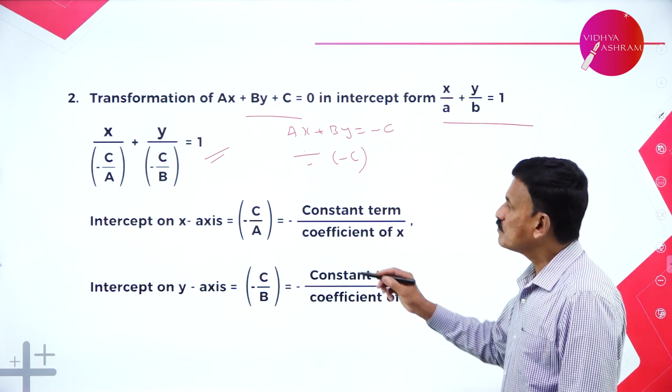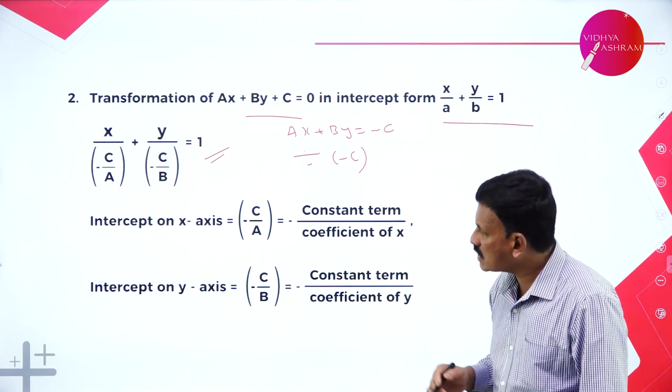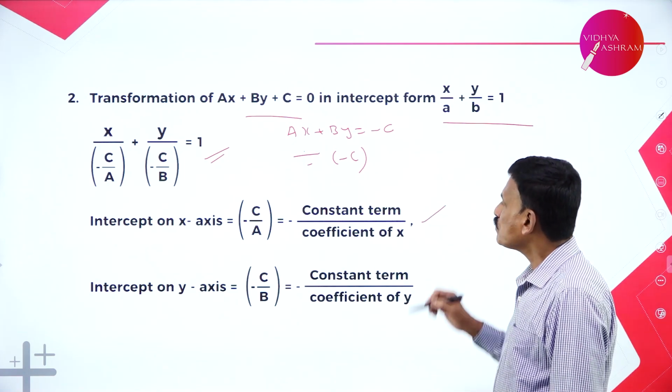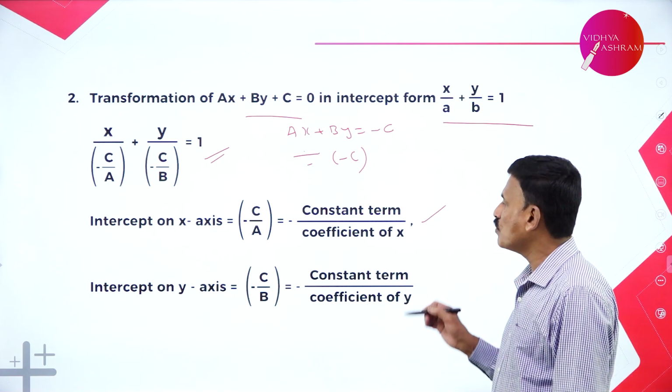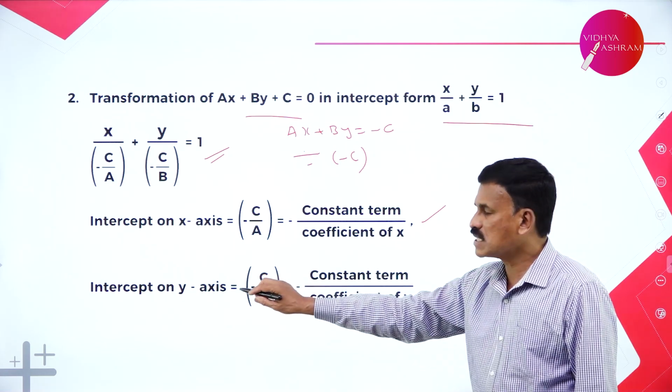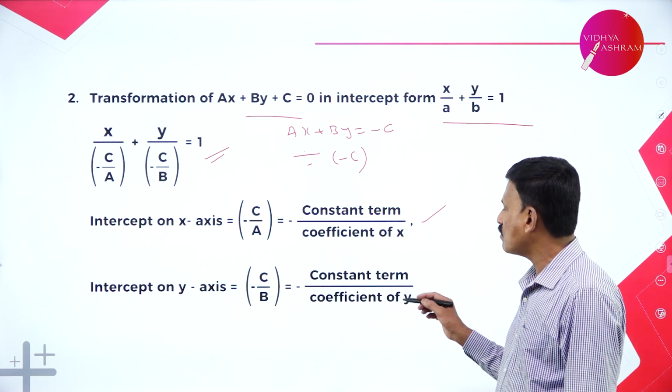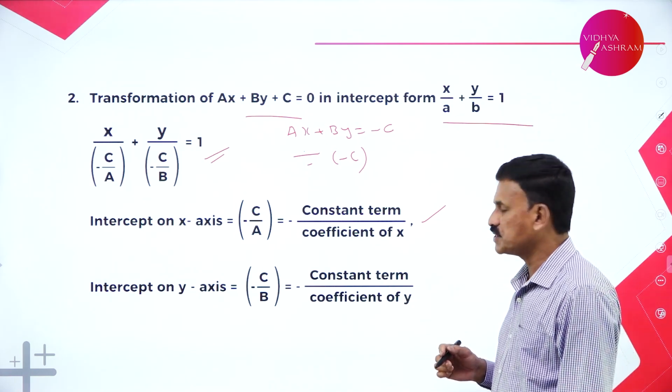So, that means the x intercept, that is the intercept on the x axis, is given by minus c by a, that is minus constant term divided by coefficient of x, and the intercept on the y axis is given by minus c by b, that is minus constant term divided by coefficient of y.